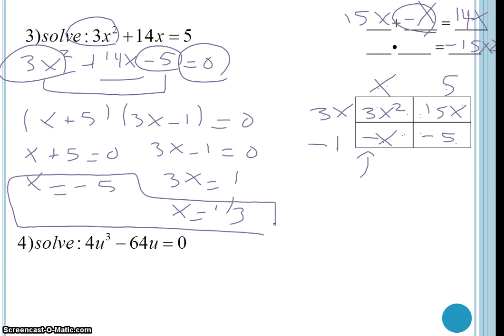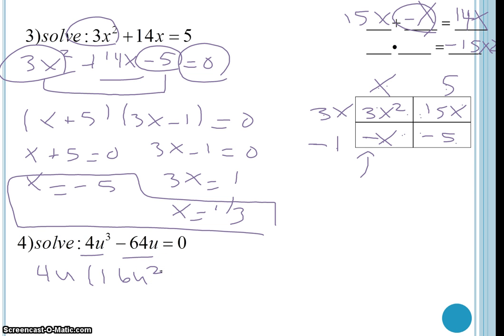Okay, next one. It's already set equal to 0. That was the first step. Then I'm going to factor. And before I factor, I have to pull out the GCF. So I notice they both have a 4u in it. So I'm going to pull out a 4u.